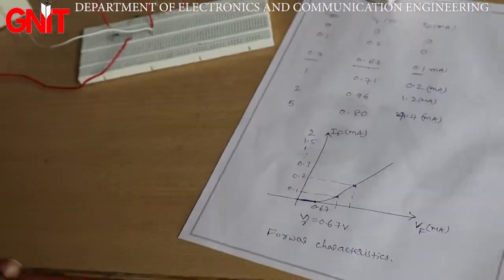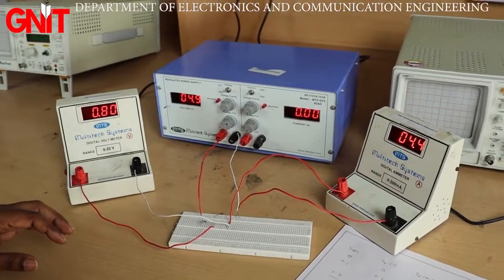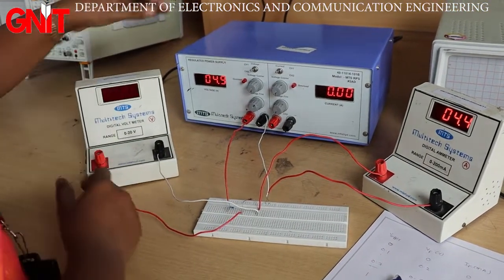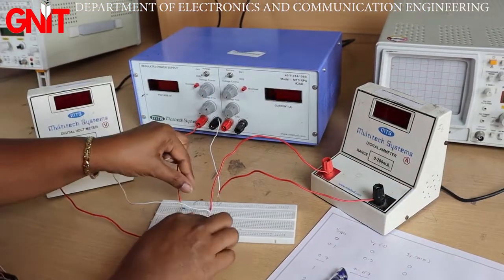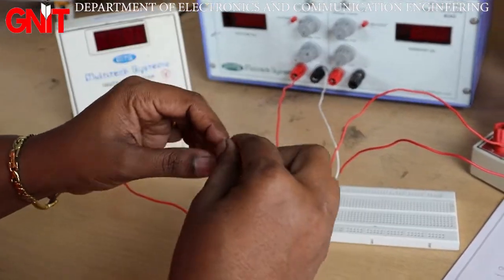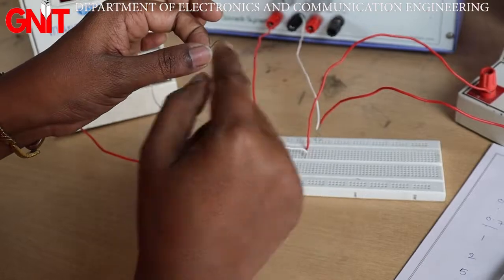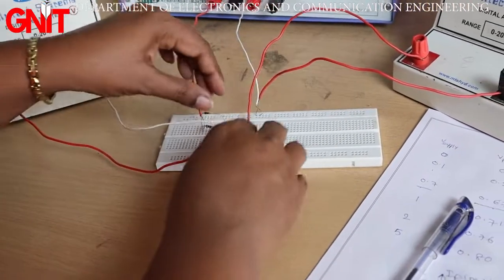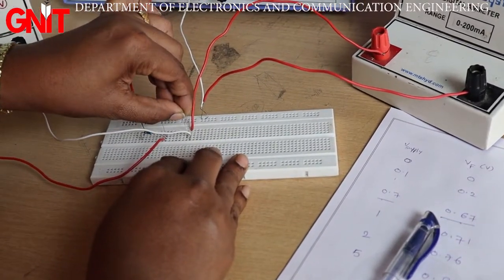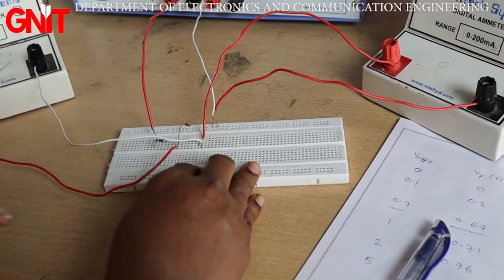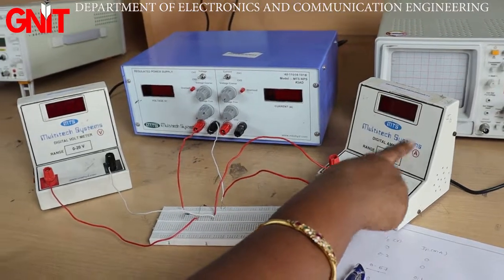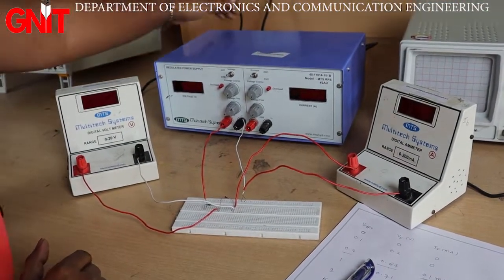This is the forward characteristics of Zener diode. Now let us do the reverse characteristics. Before that, let us switch off this one. I am going to change the terminals of this diode. Initially I had connected anode to positive terminal. Now I am connecting cathode to positive terminal. Here I can use 0 to 200 microamps or milliamps range.